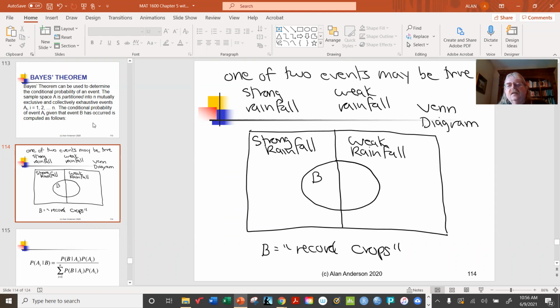All right, so if I told you, for example, that this year we had weak rainfall, you'd like to be able to figure out the probability of record crops. So this is set up based on conditional probabilities. And so you can see that obviously there's a connection between the rainfall and the crops. Now, let me show you the formula. Now the formula is going to look scary. Now, by the way, this diagram could have been broken up into three pieces.